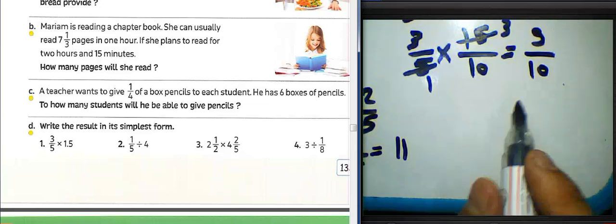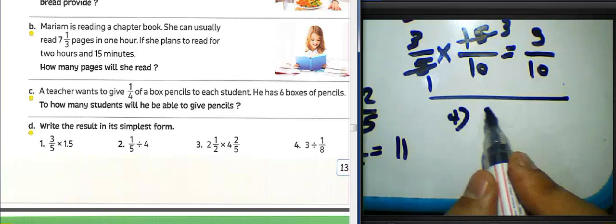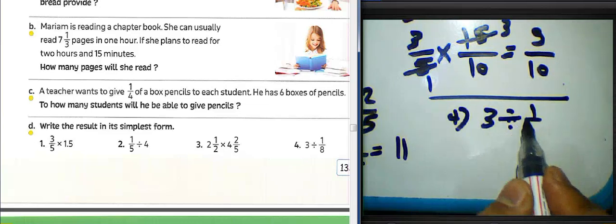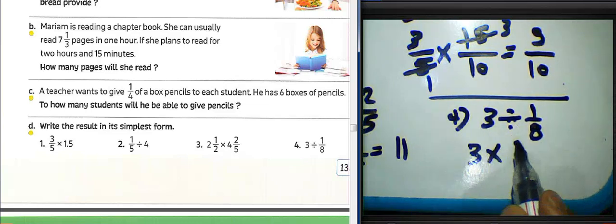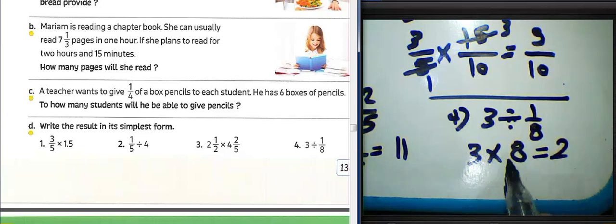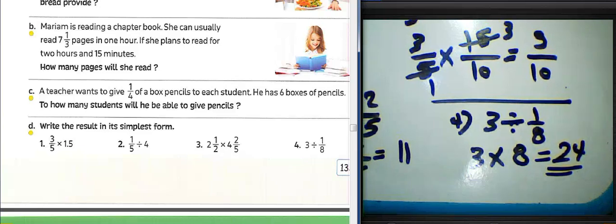Question number 4. 3 divided by 1 over 8. We can write 3 here, and 8 divided by 1 equals 8. 3 times 8 equals 24. The result will be 24.